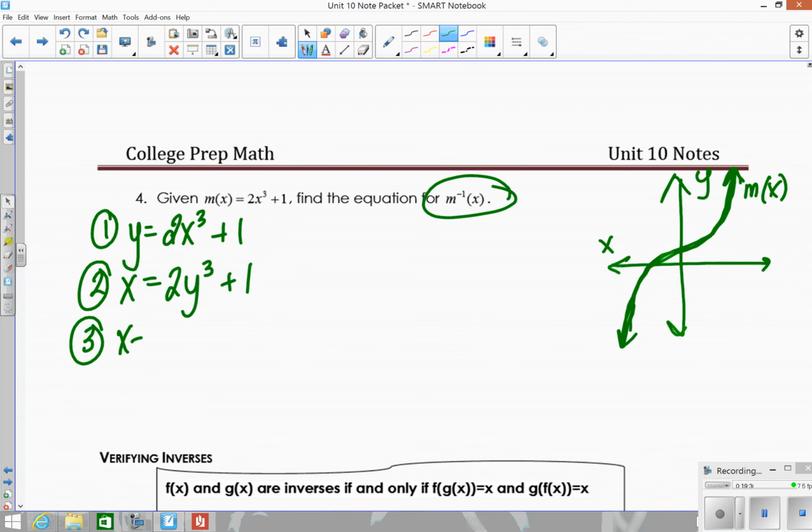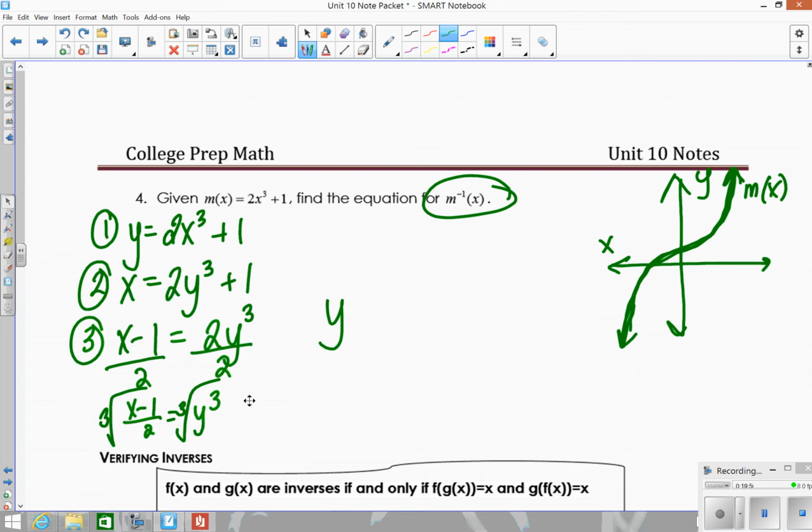So x minus 1, bringing over that 1. Then we're going to divide everything by 2, because we have to get y by itself. So we have x minus 1 over 2 equals y to the third. And now to undo something that's been raised to the third power, we take the cube root. So we're going to take the cube root of both sides, and we'll end up with y equals the cube root of x minus 1 all over 2.